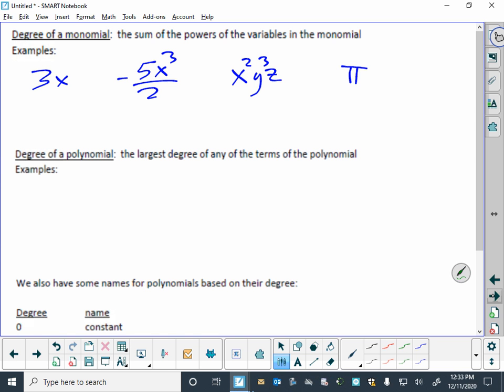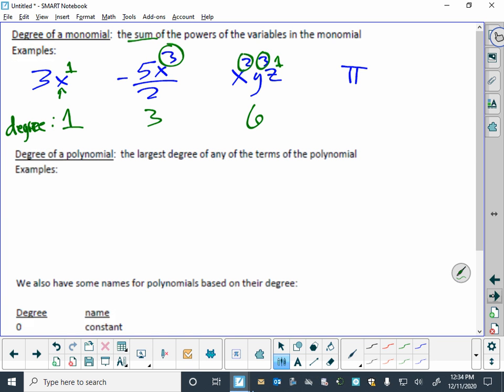So the variable is x. Its power, one of our lazy mathematician shortcuts, the power is a 1. We don't have to write it when it is a 1. So the degree of this monomial is 1. Here the only variable we have is the x, and its power is 3, so that is a degree 3 monomial. This one we have 3 variables. The powers are 2 and 3 and 1, and it says the sum, so that means add. 2 plus 3 plus 1 is 6. That is a degree 6 monomial.